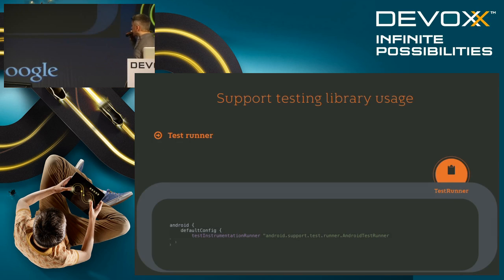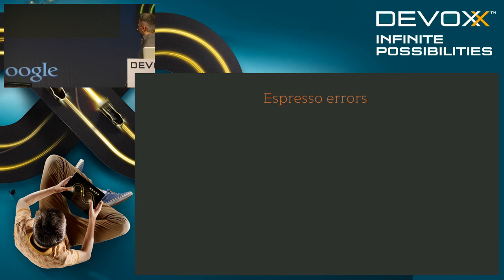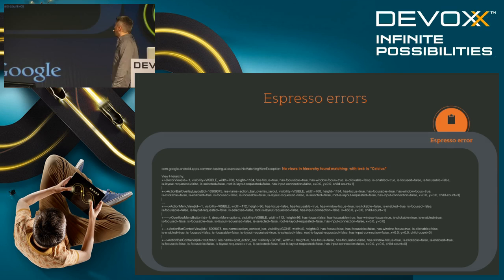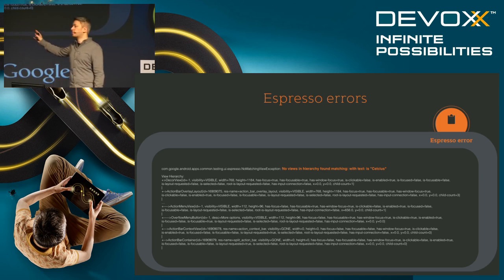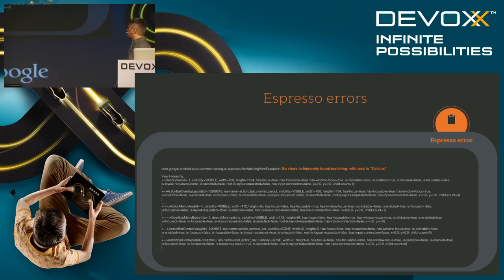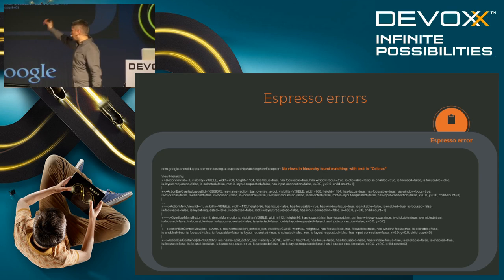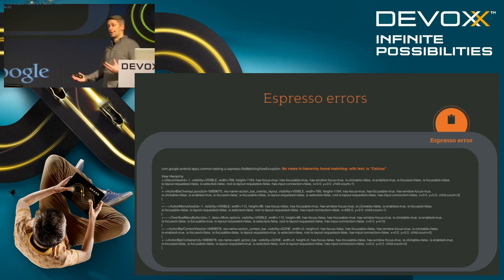Now, as said, a test runner. For Espresso, we just use the dedicated one from Espresso. Good thing is also with Espresso that you have nice error messages. So it's a bit of a wall of text, but the important part is in green here. And it just says, no views in hierarchy found matching with text is Celsius. I've written it with a C instead of an S here. And the rest is your view hierarchy that you all see dumped out. So really, Espresso is also trying to think about what if you have a fault in your tests that are running, how can we be of help to find what is going wrong quite easily.